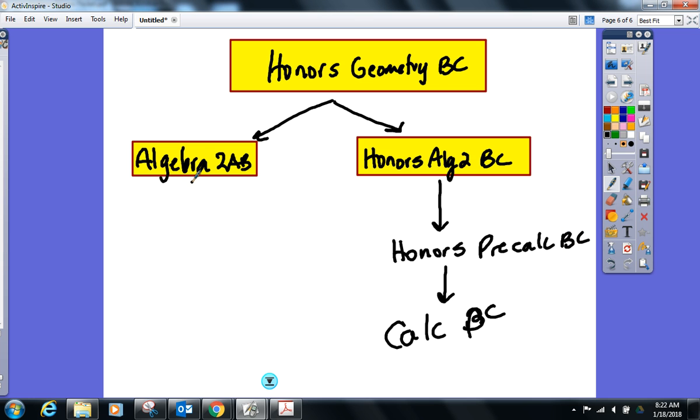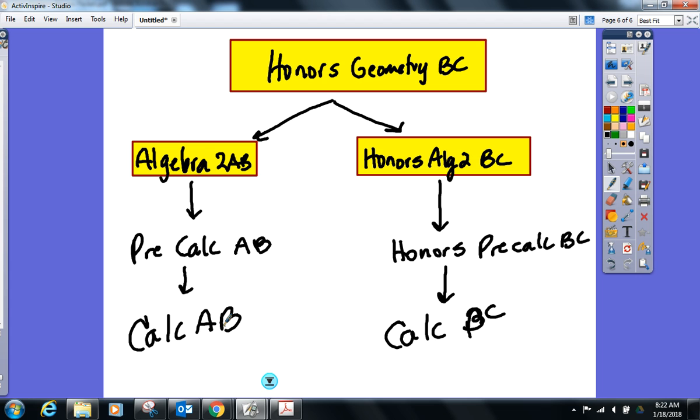Okay, over here, you take Pre-Calc AB your junior year. I'm talking freshman here. Pre-Calc AB, and then you would take Calc AB. So either path you take, if you're a freshman, you can still take calculus your senior year, if that's your end goal with you and your parents. Okay, if that's your end goal.